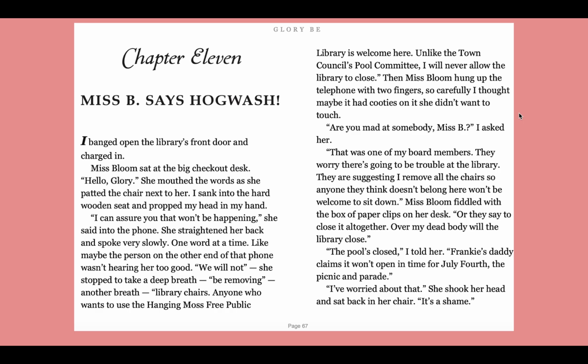Chapter 11, Miss B says hogwash. I banged open the library's front door and charged in. Miss Bloom sat at the big checkout desk. Hello, Glory, she mouthed the words as she patted the chair next to her. I sank into the hard wooden seat and propped my head in my hand.